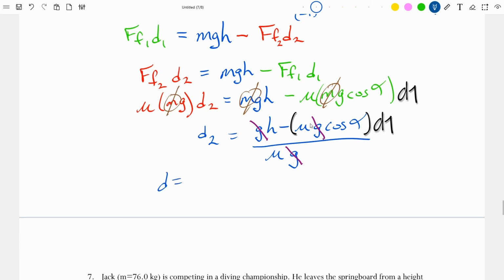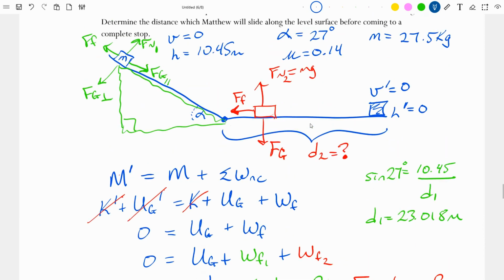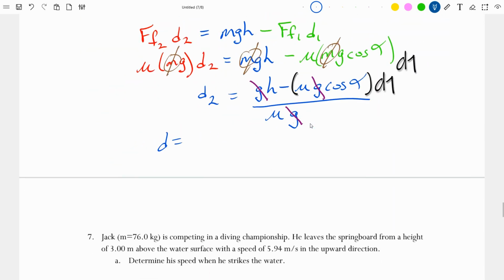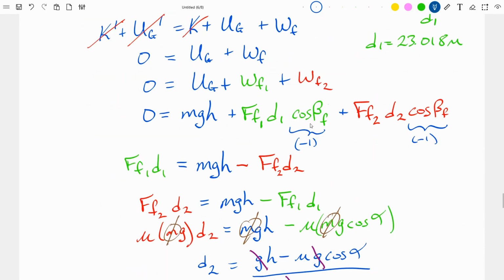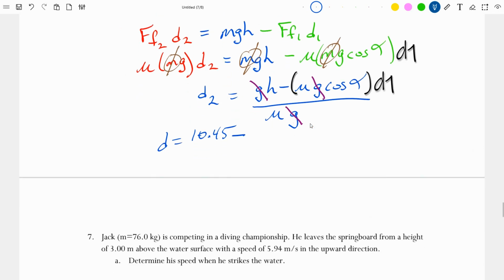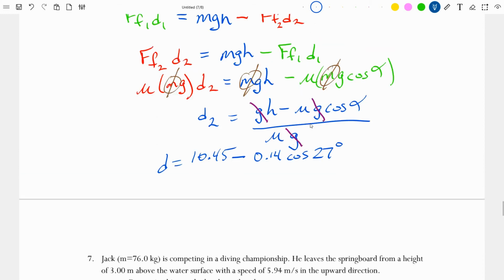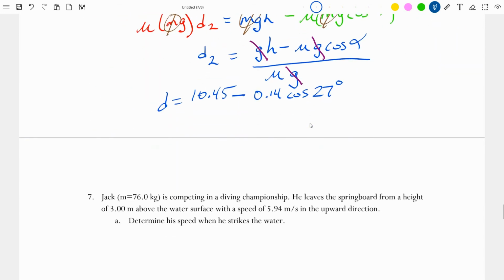So H was 10.45. 10.45, that was the H. Subtract mu. And I'm going to need the angle too. I'll try to remember that. Mu 0.14, angle 27. Ooh, 0.14. So 0.14 cos of 27 degrees. It was 27 right now. Yeah, good. Cos of 27.